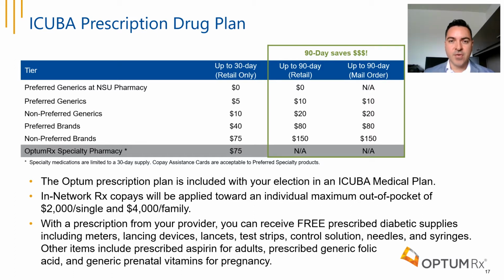Did you know that prescription drug coverage is included with your selection of an IQVIA medical plan? Preferred generic copays at the NSU pharmacies are $0. Certain diabetic supplies are also free to use, such as meters and lancets. Your coverage has a max out of pocket, so you will never pay more than $2,000 for individual coverage or $4,000 for your family plan. Also, please remember that you can save money by filling 90-day supplies of your maintenance medications. If you have any questions, don't hesitate to contact our customer services teams.